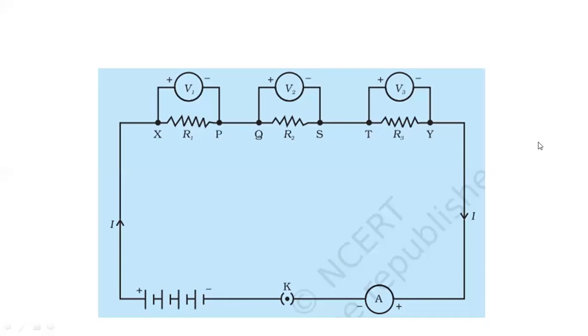Okay. Now focus on current. So we already know that potential difference is different for R1, R2, R3. Let us say potential difference through R1 is V1, through R2 it is V2, and through R3 it is V3. All the potential differences are different in R1, R2 and R3. Why? Because their points are different. For R1 it is XP, for R2 it is QS, and for R3 it is TY.